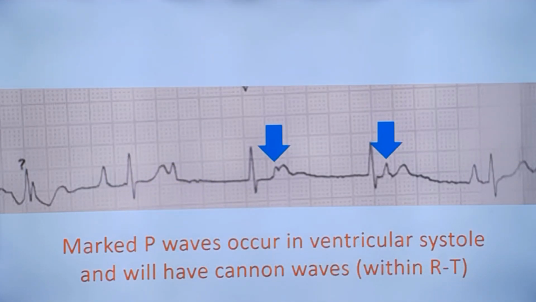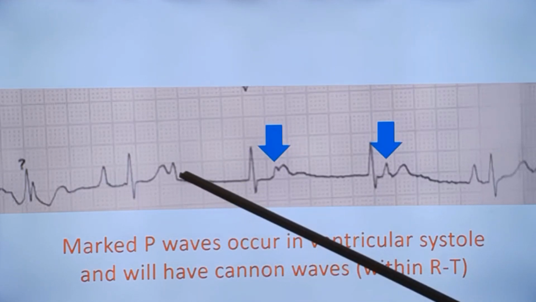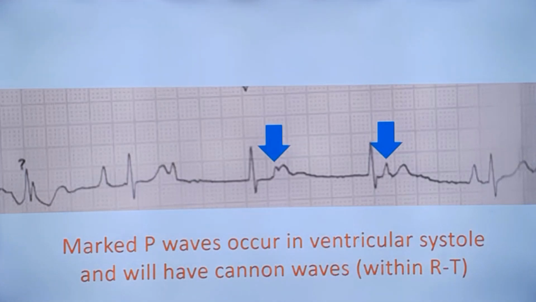There are situations in which there can be regular cannon waves. One is ventricular tachycardia with regular retrograde activation. Second is junctional tachycardia. Then sometimes prolonged first degree AV block. Suppose this is a little more prolonged. This P will come here. That can also cause regular cannon waves.